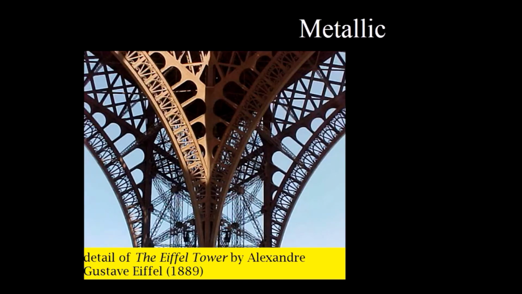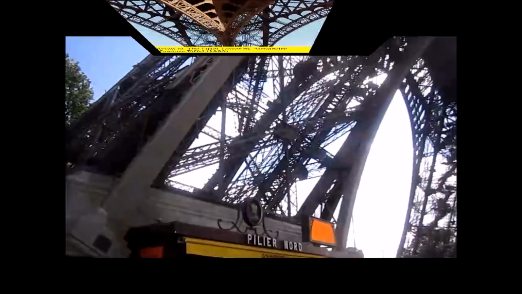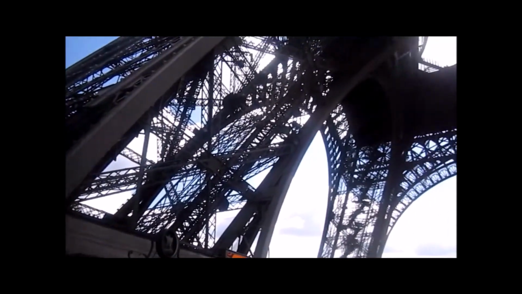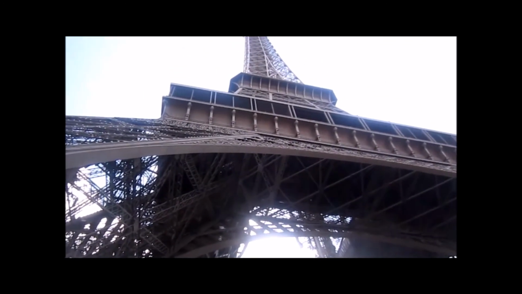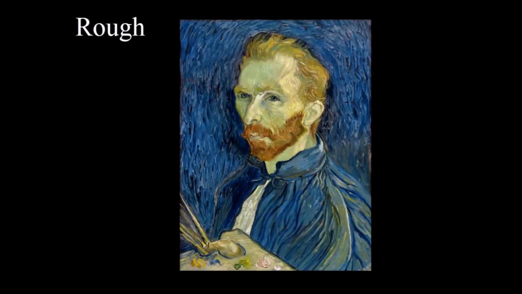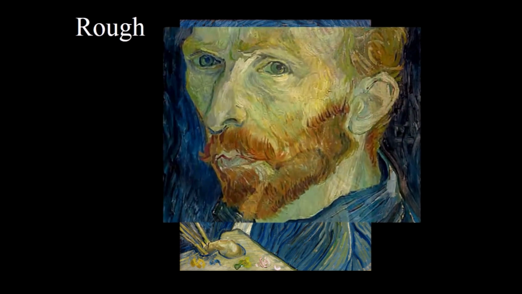The Eiffel Tower has various types of metallic textures, from its firm girder brace to its lattice work reaching to the top. Rough. Notice the deep textures in this Van Gogh self-portrait.